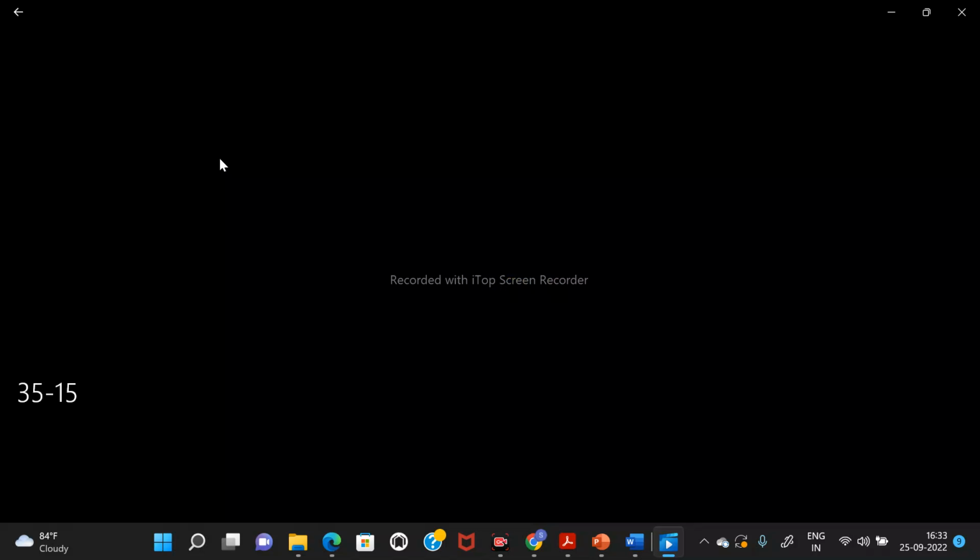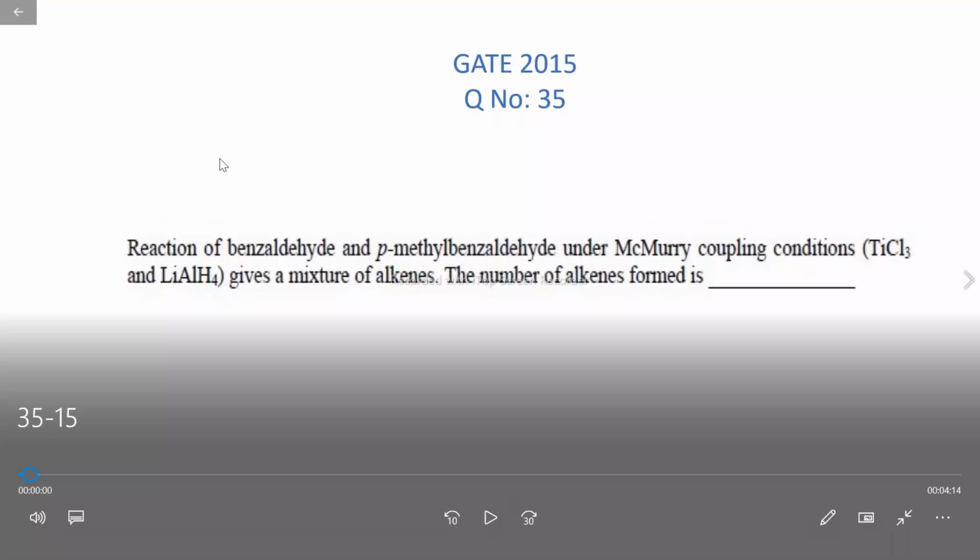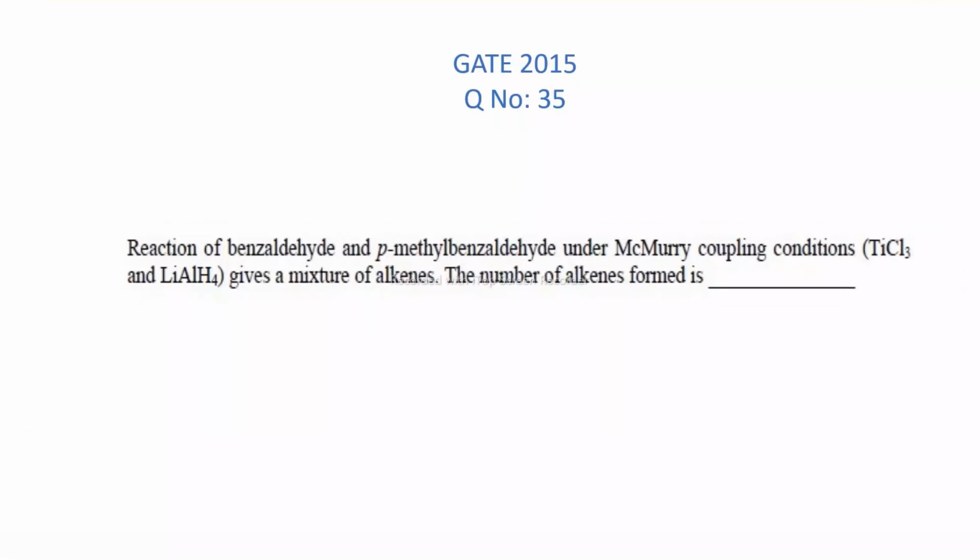So now we discuss one question from GATE 2015. Hi everyone. First read the question. Reaction of benzaldehyde and para-methylbenzaldehyde under McMurry coupling conditions, TiCl3 and lithium aluminum hydride, gives a mixture of alkenes. The number of alkenes formed is... So first try to solve it.